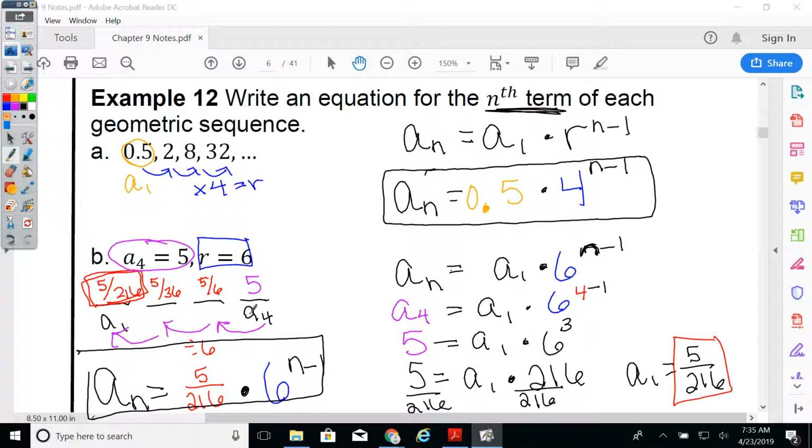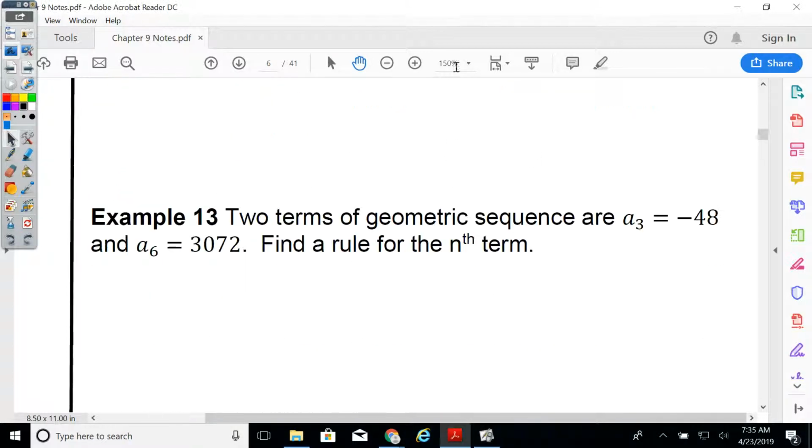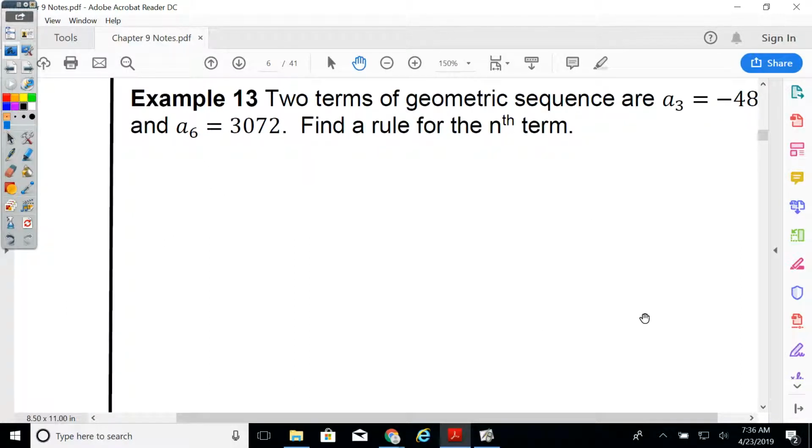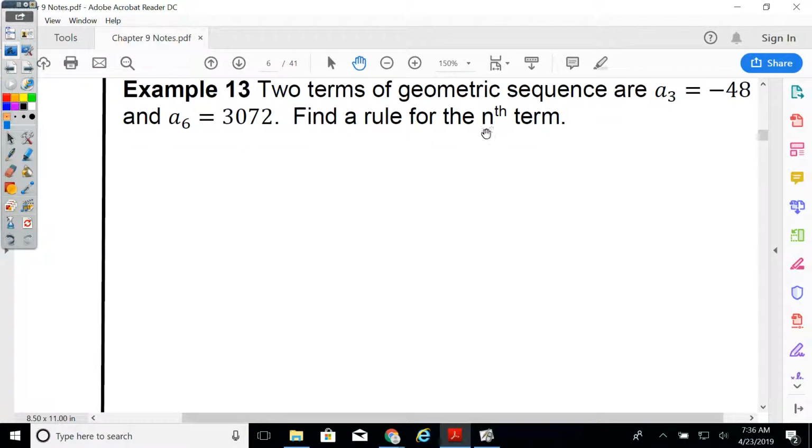So we did a similar one like this yesterday, working backwards to get the missing number, or to get the first number, or solving it to find the missing value. We're actually going to have to do this for example 13. So example 13 is the one that takes the most work when it doesn't give us anything in the equation. So here it gives us 2 terms in the sequence, but it doesn't give us R, or it doesn't give us A1. So we're trying to make an equation for this.